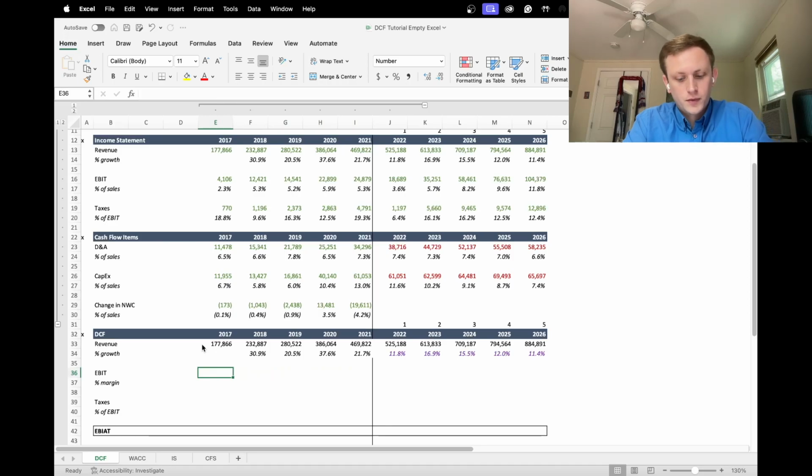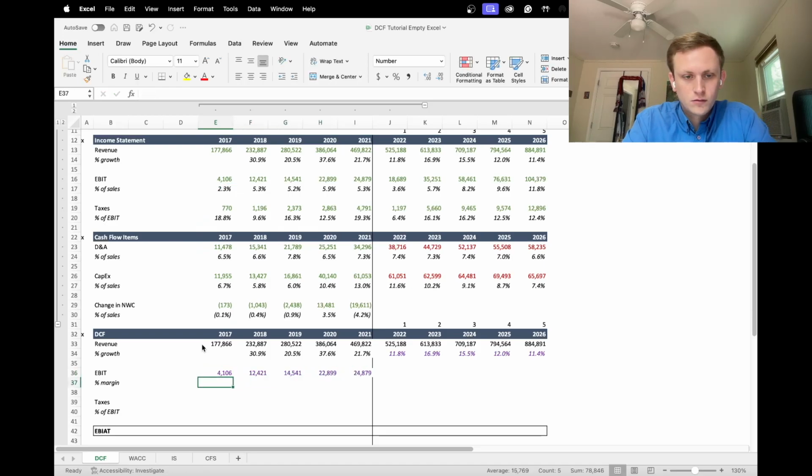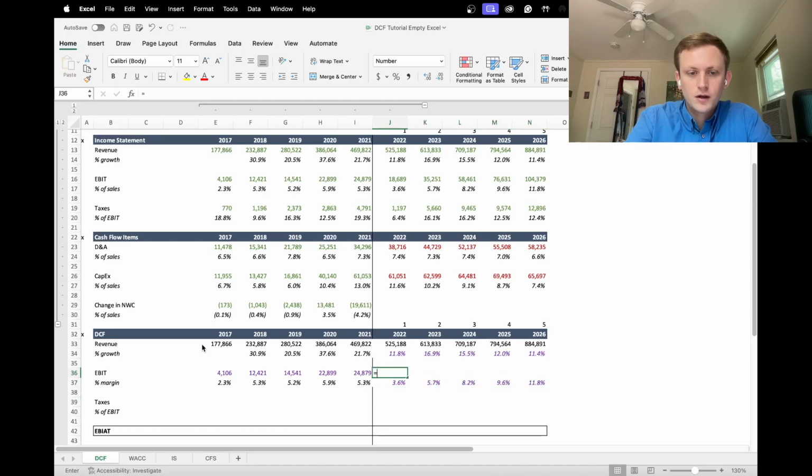Moving on to EBIT, I'm going to link the EBIT from the income statement. And then for the percent margin, I'm going to do EBIT divided by our revenue. Then for our percent margin in our projection, I'm going to link to the estimates in our income statement, which will be an assumption. And then to estimate the EBIT, I'm going to do revenue multiplied by the percent margin.